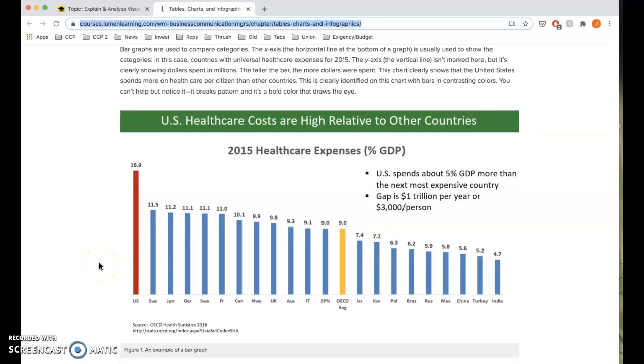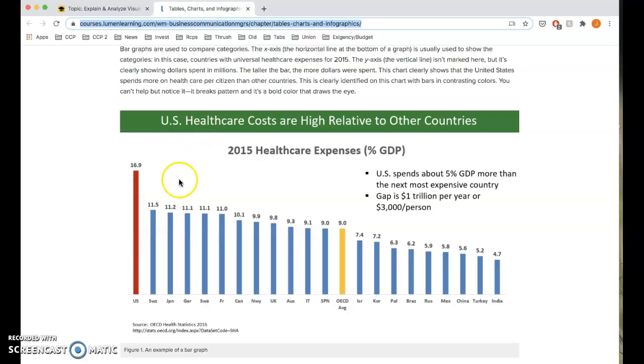So using that 5-step method we were just talking about, what's the topic? They start by looking for the title: U.S. healthcare costs are high relative to other countries. So they've straight up stated what they're going to show us in the bar graph, that our costs in the US are high compared to other countries.